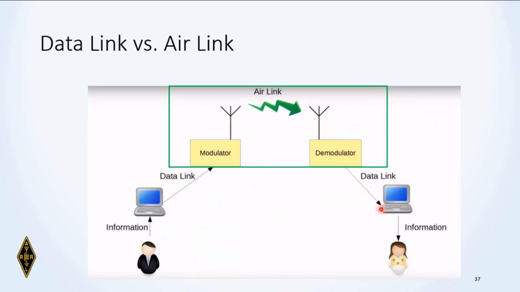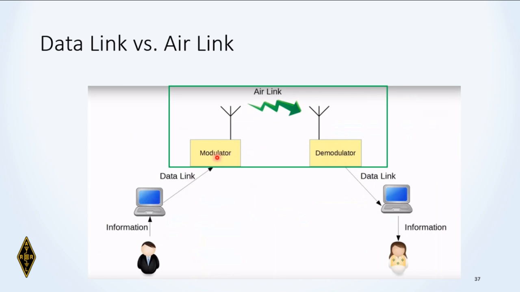There's something else that happens. Now, Bob and Alice have no idea what's happening out here, unless they're hams studying for the extra test, and then they know all of this, just like you do, or will. So the computers don't know. All they know is that they're getting something from another computer. But we're actually going to send this over the air. So we've got a data link going on here, and we've got an air link going on.